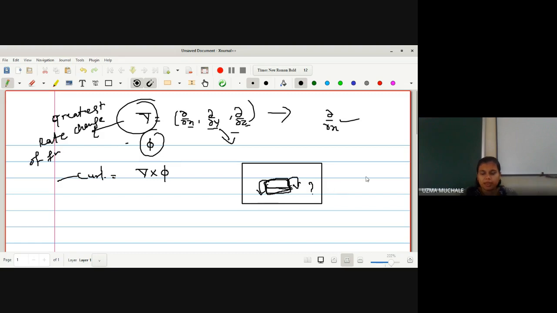Okay, you might be thinking that this is an illogical question. Is it a correct question? Why doesn't it go anywhere else instead of going in the upward direction only?